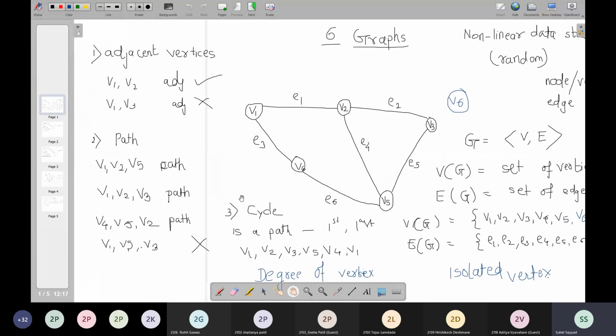With that, we have also discussed the basic terminologies related to graph, like adjacent vertices. We say that two vertices are adjacent to each other if there is a connecting edge between those two vertices. Then we have seen the definition of path. Path is basically a collection of edges in consecutive fashion. Then we have cycle. Cycle is basically a path in which the first and last vertex is the same.